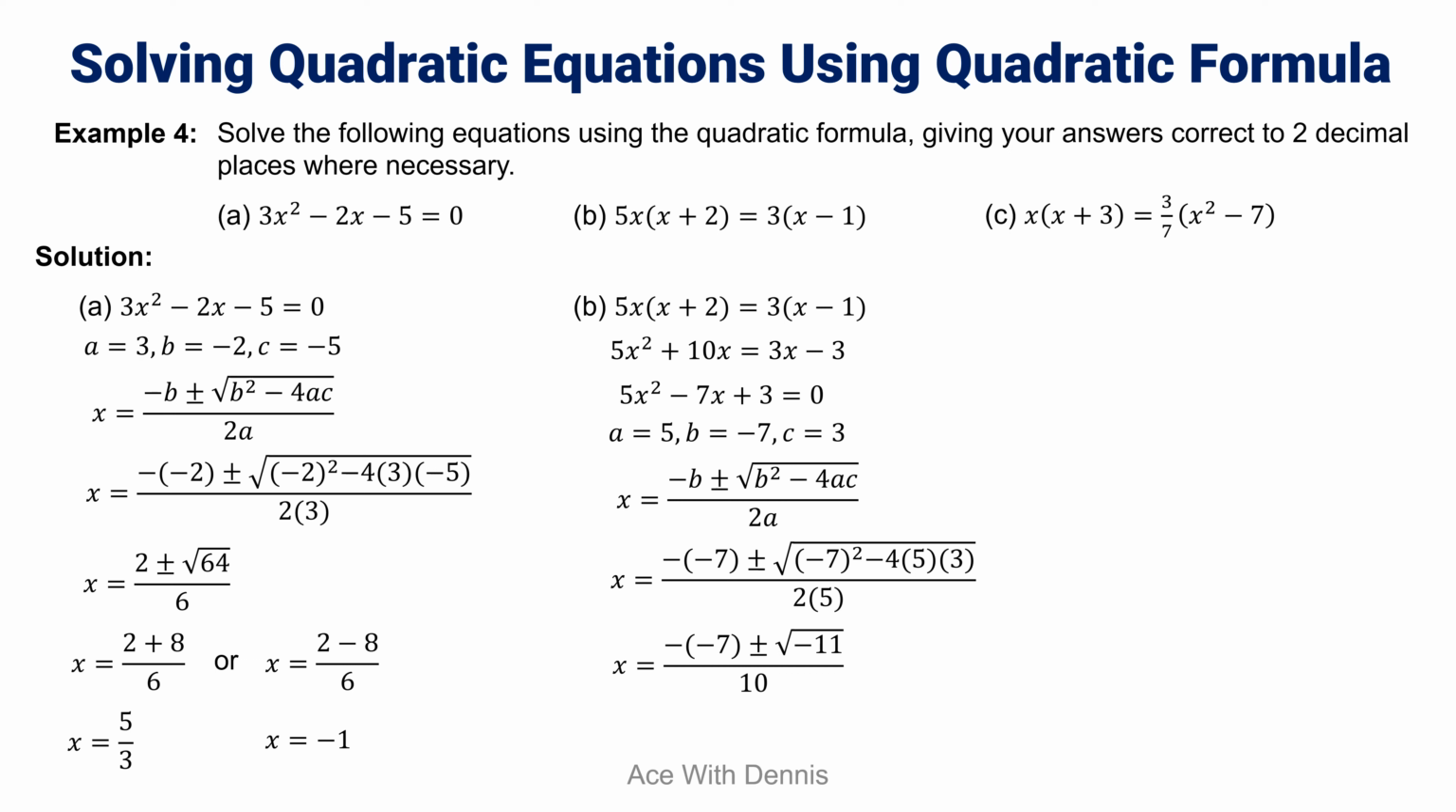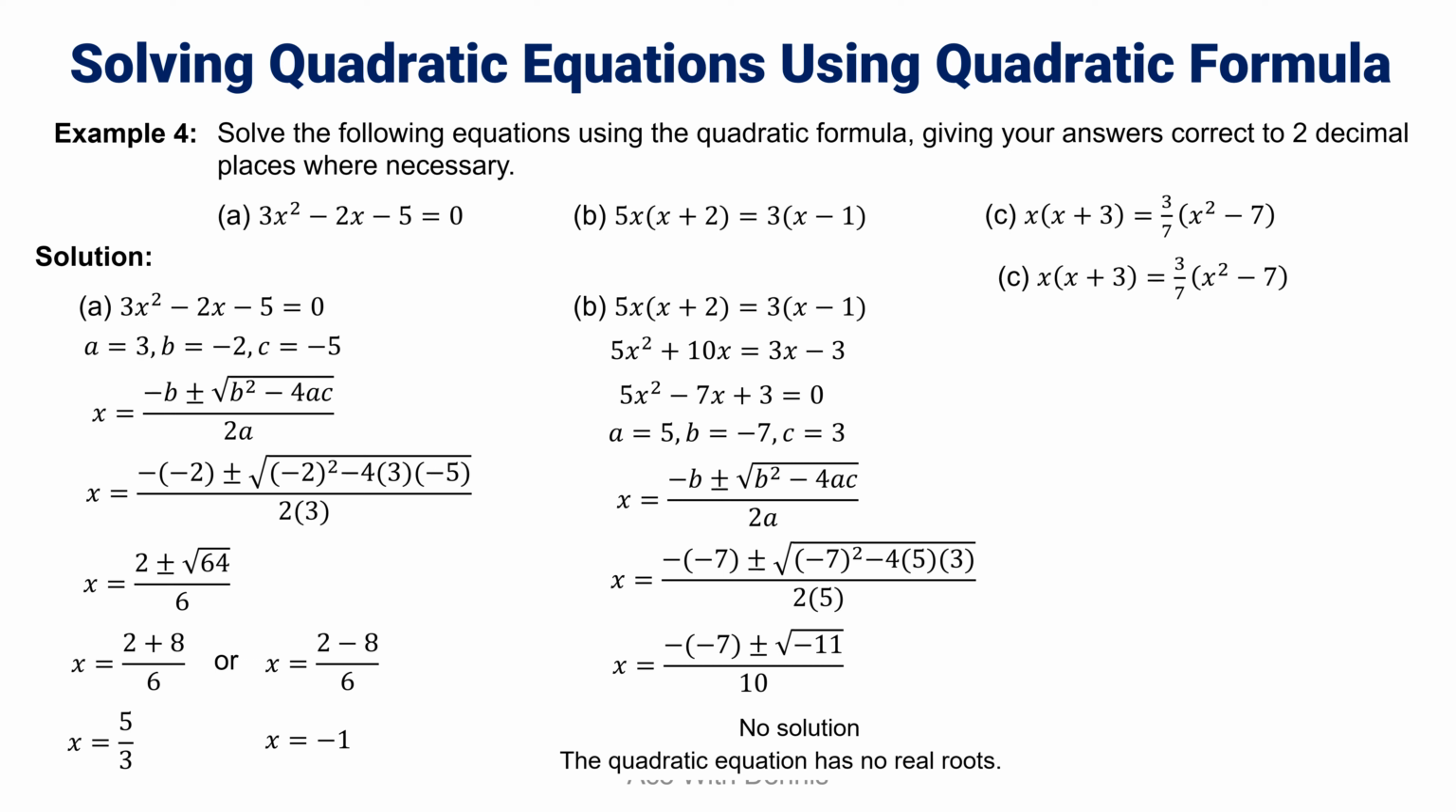As you can see from this equation, we are square rooting a negative number, which is square root of -11. So we can't square root a negative value. Hence, for this case, there is no solution, which means the quadratic equation has no real roots.